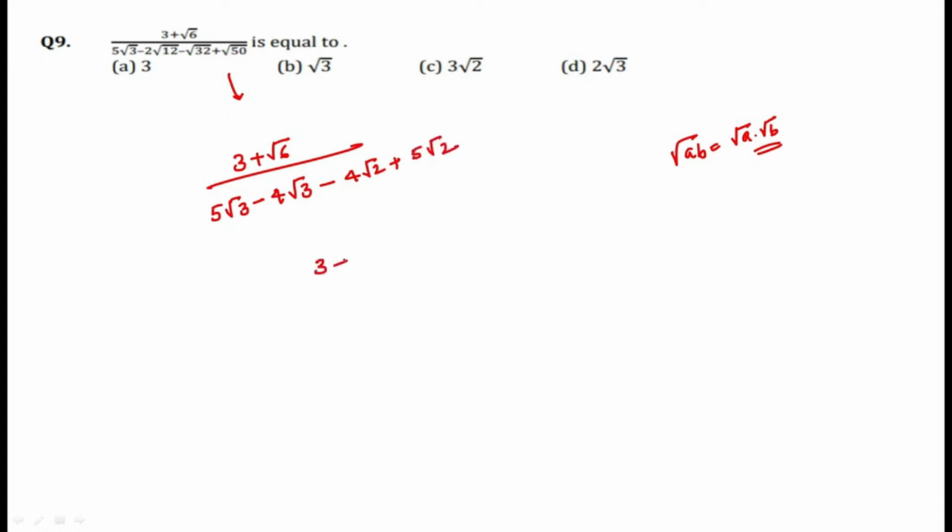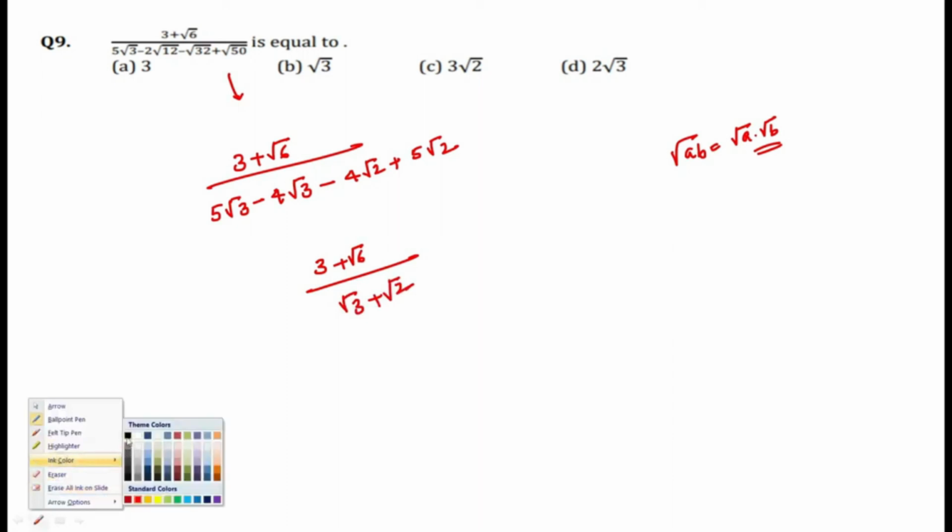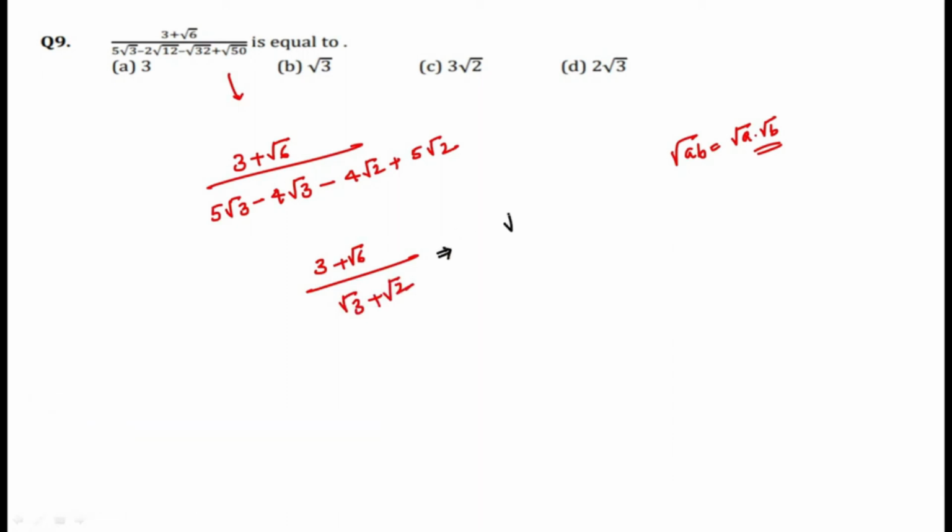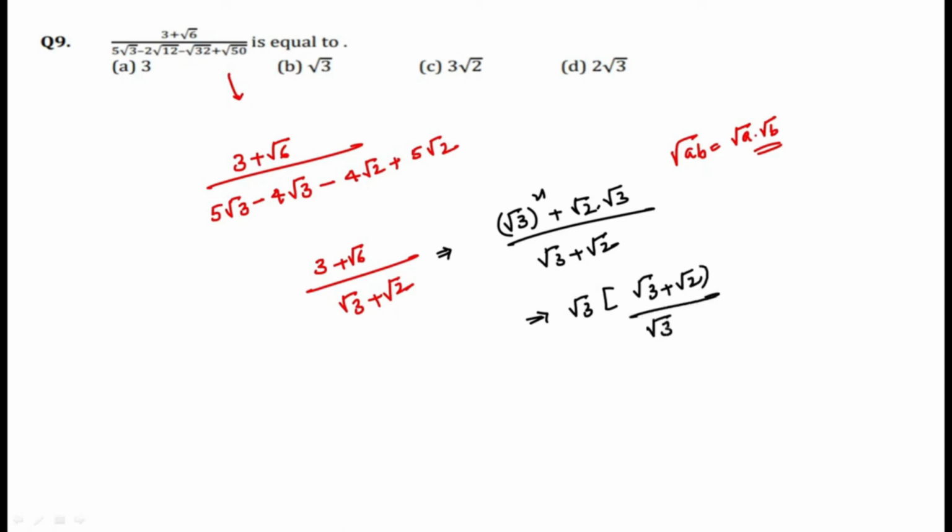The final expression here is 3 plus root 6 divided by root 3 plus root 2. Now guys, first of all, you just need to know how to convert the numerator value. You can write this value as root 3 whole square plus root 2 into root 3. If you know how to convert this value, you can get the simplification. Otherwise, it takes time. Now the root 3 is common. If you take root 3 common, you get root over 3 plus root over 2 by root over 3 plus root over 2. Now you can cancel the numbers. The resultant is root over 3. Root over 3 is the answer, guys.